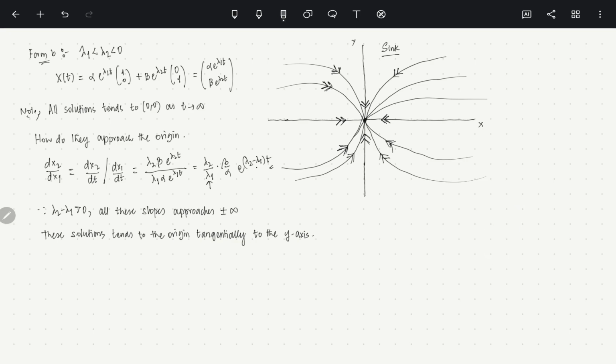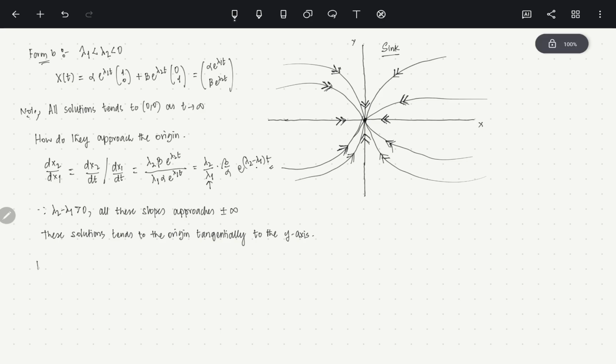So this is called a sink, because every solution is basically moving towards the origin. You can put a particle anywhere, and you know that the particle is going to end up near the origin as t tends to infinity. So that's the situation with a sink.